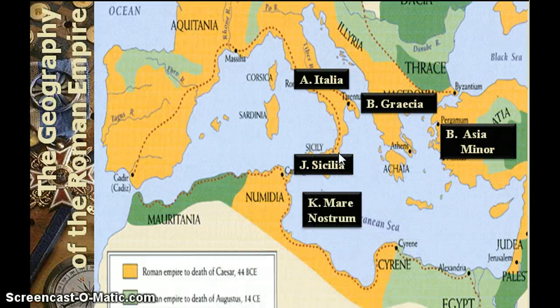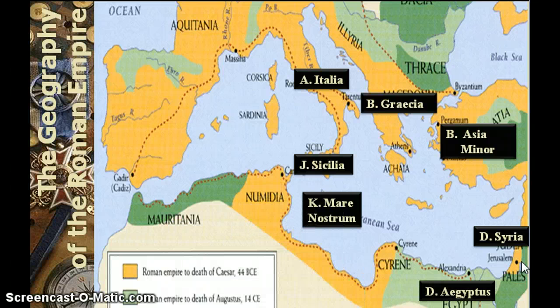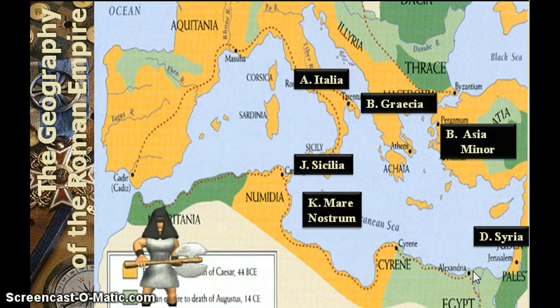Then we, of course, have to the east Asia Minor, or Little East. Here is Syria, also known as the province of Judea and Jerusalem. Judea, with Jerusalem being the major city, became Palestinia after a while. Aegyptia, or Aegyptus, right down here, you see Alexandria, and of course the Nile River flowing from south to north. Very unusual, but that's how it works.